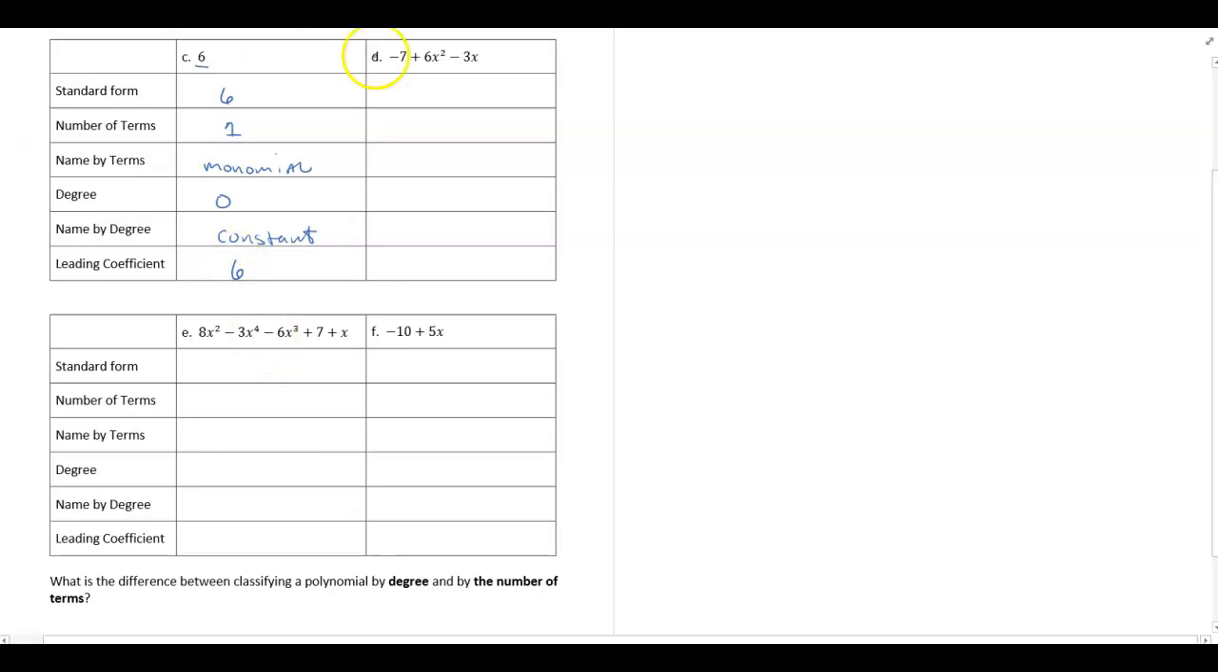Okay. Next one. If I look for my highest exponent, x to the second, so I'm going to write this as 6x to the second. Then I'm going to put my x term next since it's minus 3x, right? And that's negative 7, so I'm going to go minus 7. So now that has 3 terms, which makes it a trinomial. The degree is 2, and the name by degree would be quadratic. Now, the leading coefficient would be 6.